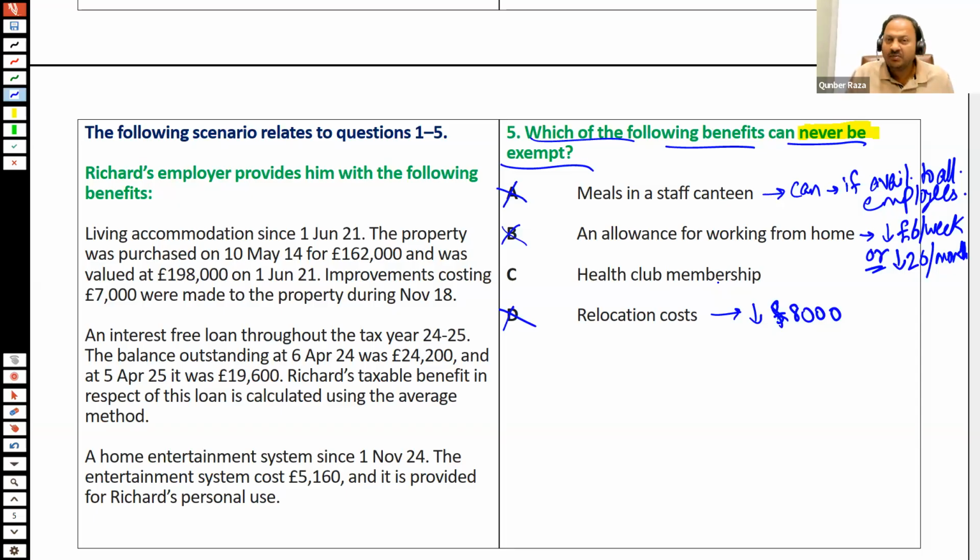Health club membership, can it ever be exempt? No. Health club membership provided to employees is always taxable. It's never exempt.